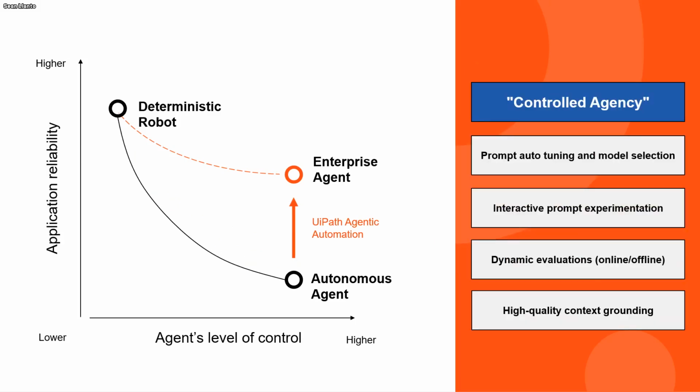So with UiPath itself, we call them enterprise agents. And this is the mechanism that we are building to be able to have that controlled agency in place. You don't just want the agent itself, you want agents that you can trust. You want agents that will be following based on your organization's requirements.